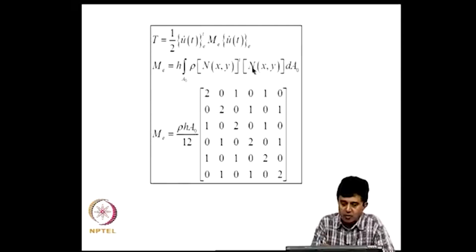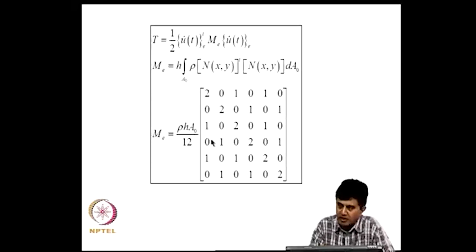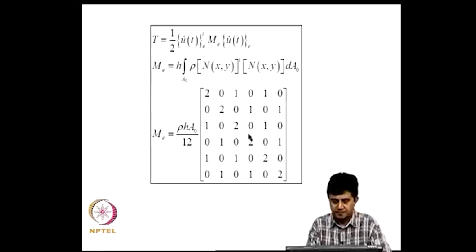Now, N, and we have already determined N. So, I can substitute that they are polynomials in this case, and we can carry out this integration and we get this mass matrix. In this case I am able to evaluate this integral in closed form. So, I get this mass matrix, this is the consistent element mass matrix. So, it is 6 by 6 because there are 6 degrees of freedom. This is a 6 by 6 symmetric mass matrix.